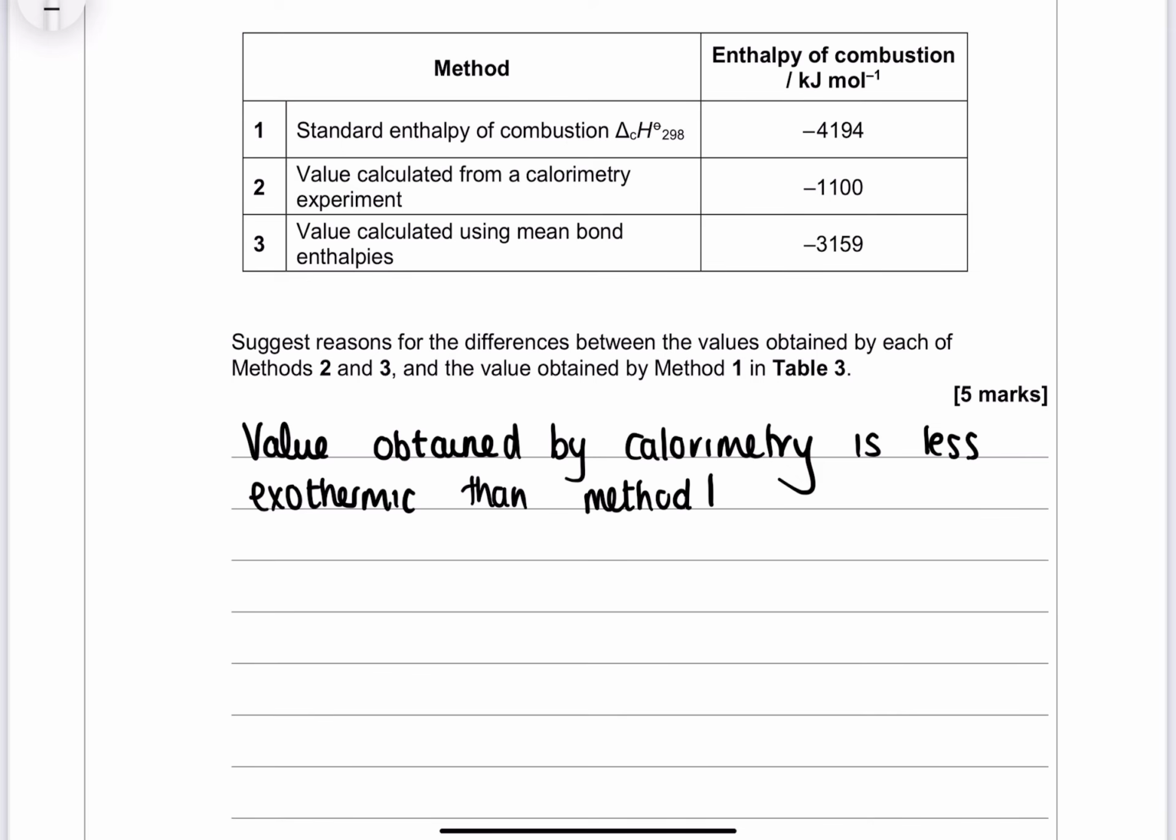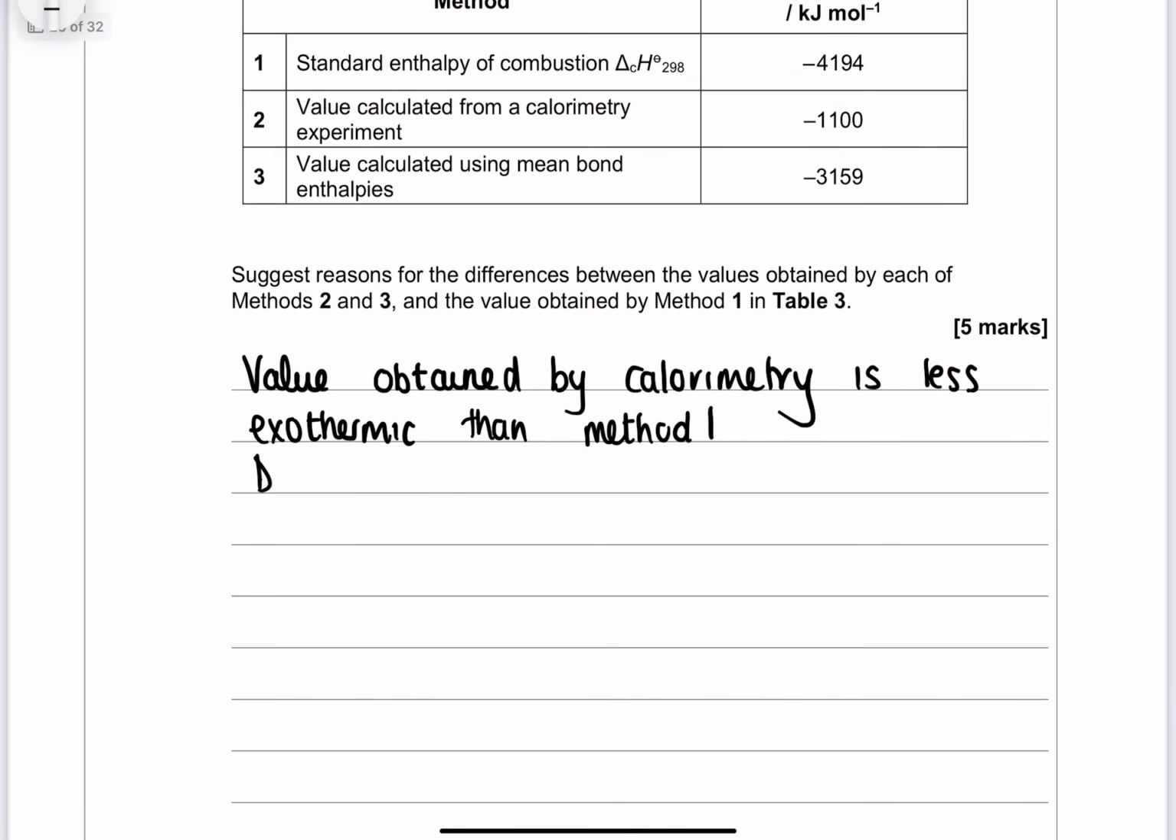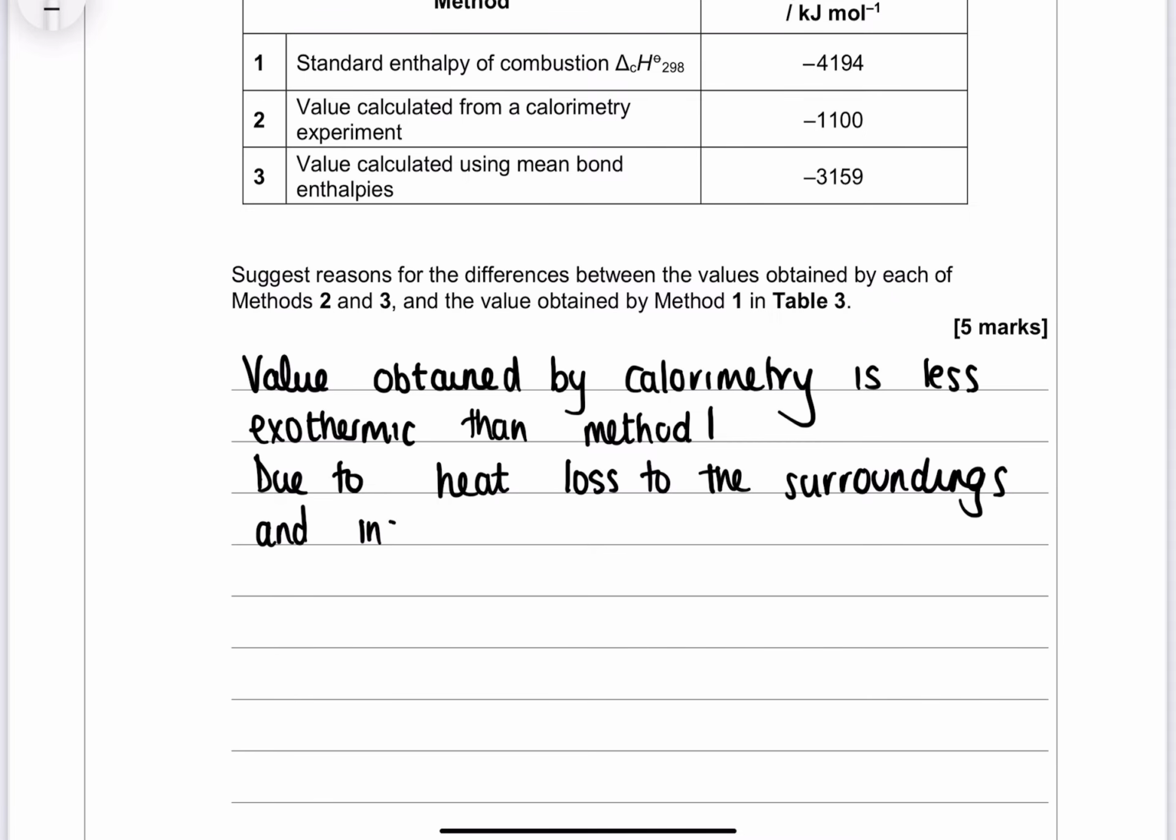Why might this be? Due to mostly heat loss to the surroundings, but also probably incomplete combustion. So quite a different value, isn't it? 1,100 to 4,100. And evaporation of the fuel. All of these things could have affected the answer.